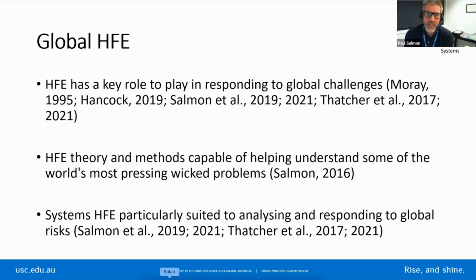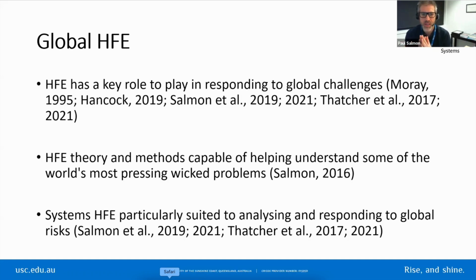Really, HFE, as the science that deals with human health and well-being, has a key role to play in responding to these challenges. And there are two aspects to that. The first is that a key feature of most of these massive global risks is they're often highly complex, of course, but they're human-centered. So they're brought about by human behavior in the first place, and effective management of them requires widespread changes in human, organizational, and societal behaviors.